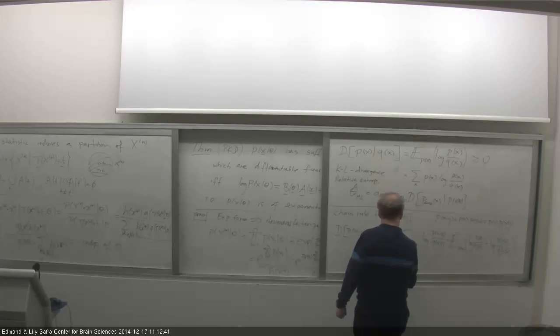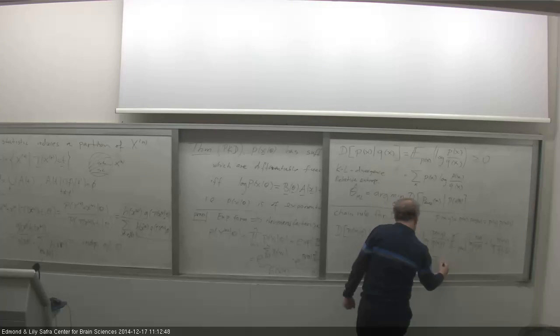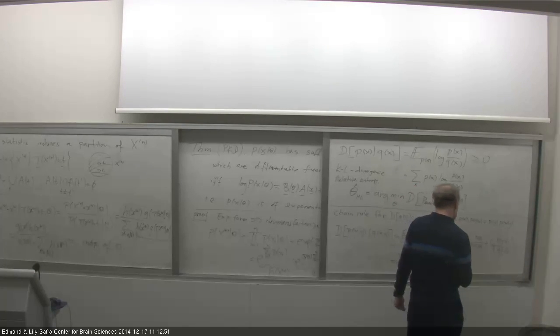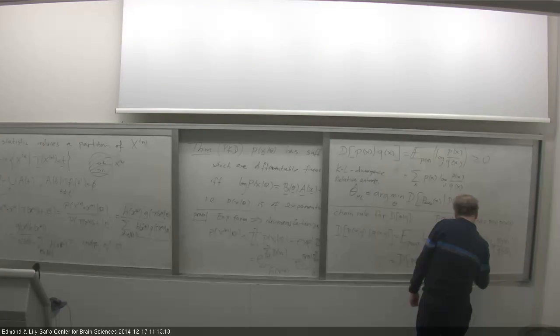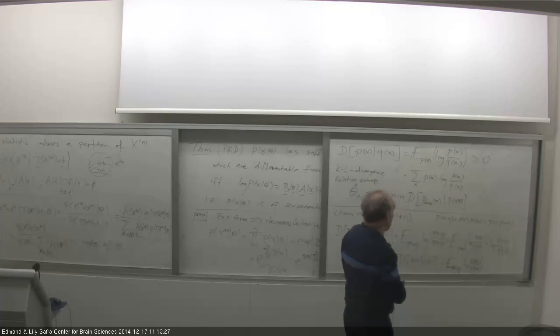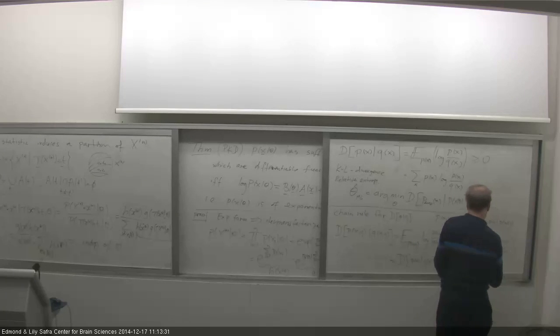So this is the D of px qx plus the average over x and y of the log of p of y given x over q of y given x. And this is precisely what we call the conditional KL.